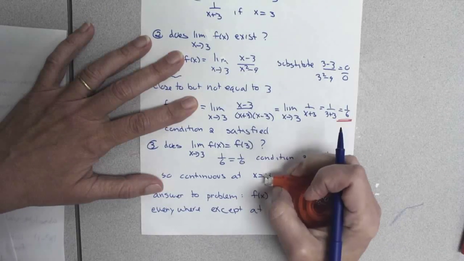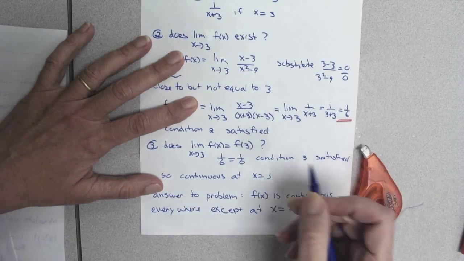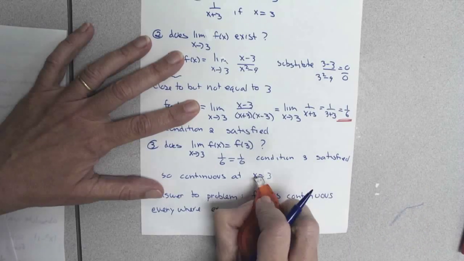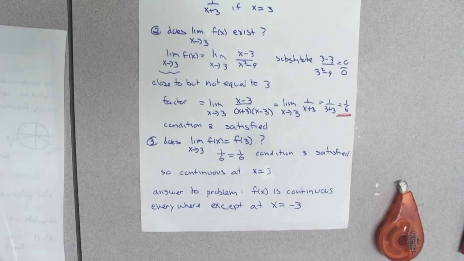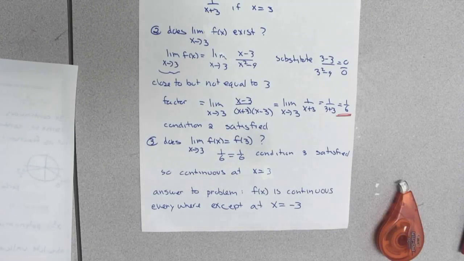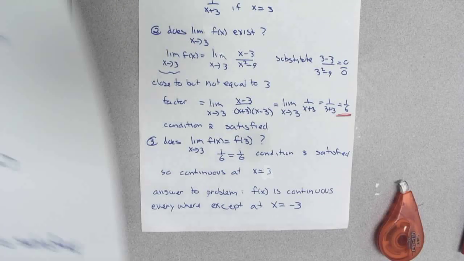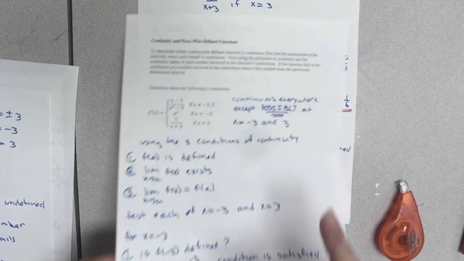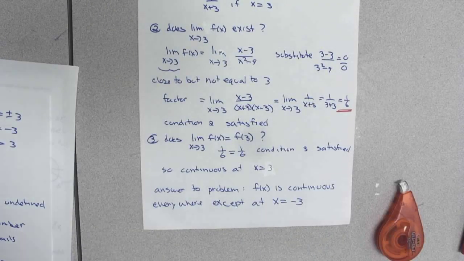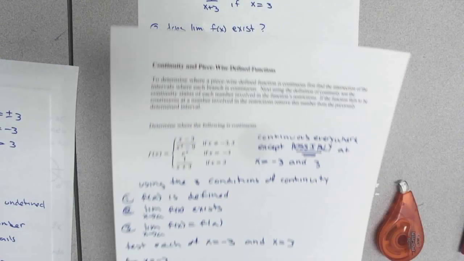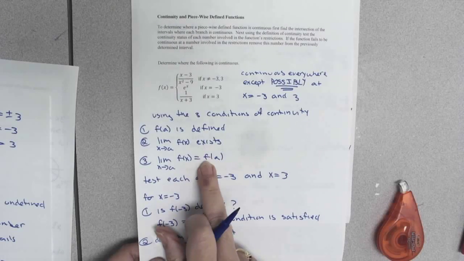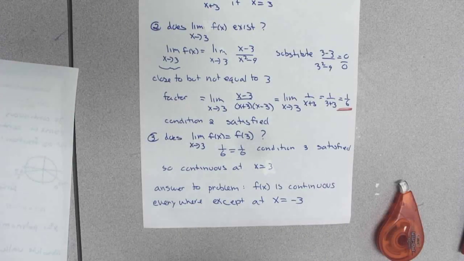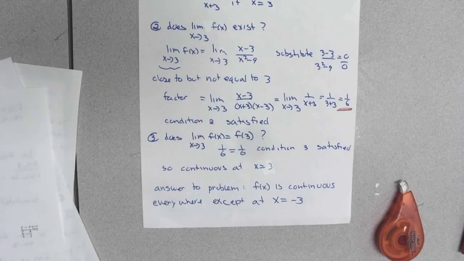The only two problem points were going to be 3 and negative 3, not because that's true mathematically, just because that's what's going to be true in this class. So in this class, the only two numbers that we had to think about are the numbers in the restrictions, in this case, negative 3 and 3. We then test each one of those numbers with the conditions of continuity. Negative 3 failed at condition 2.